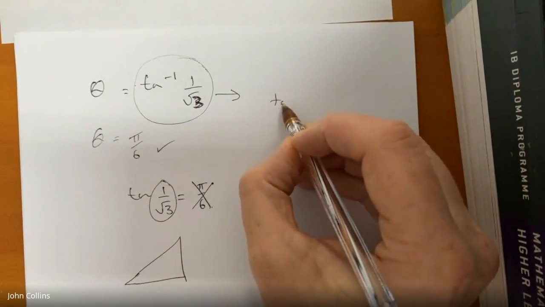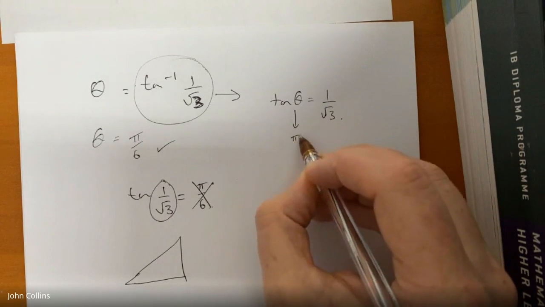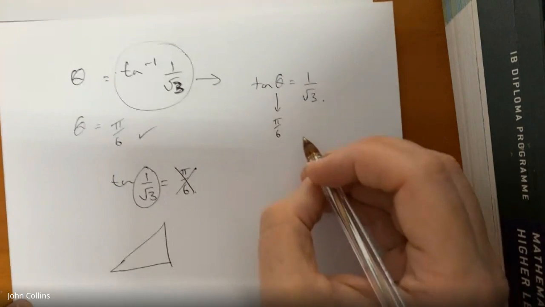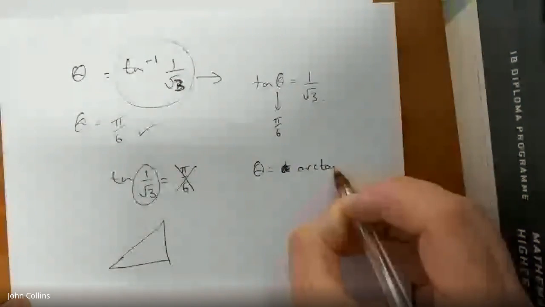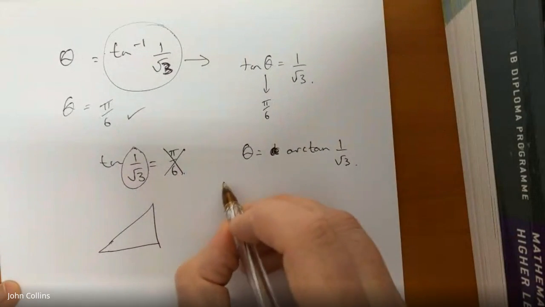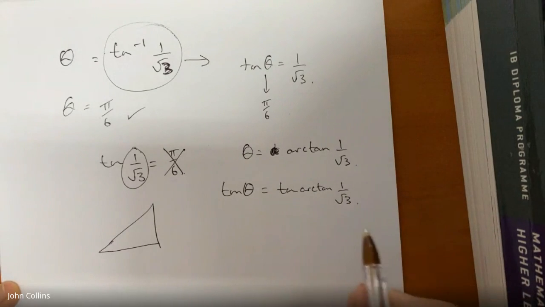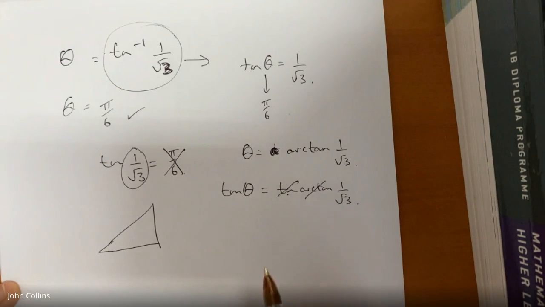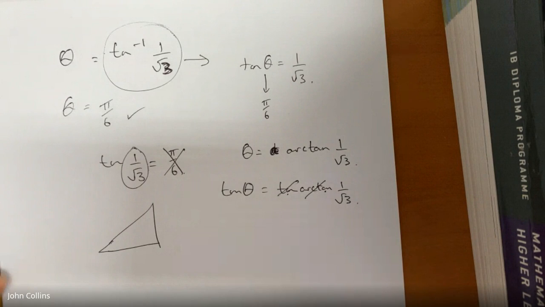Up here, this would say the tan of theta equals 1 over root 3. What is theta? Theta is pi over 6. So how does the inverse work? Theta equals arctan 1 over root 3. If I multiply both sides by tan, tan theta equals tan times arctan 1 over root 3. Tan and arctan cancel each other out if they're written in a row. It's different from a reciprocal. Tan and its inverse give you back the angle.